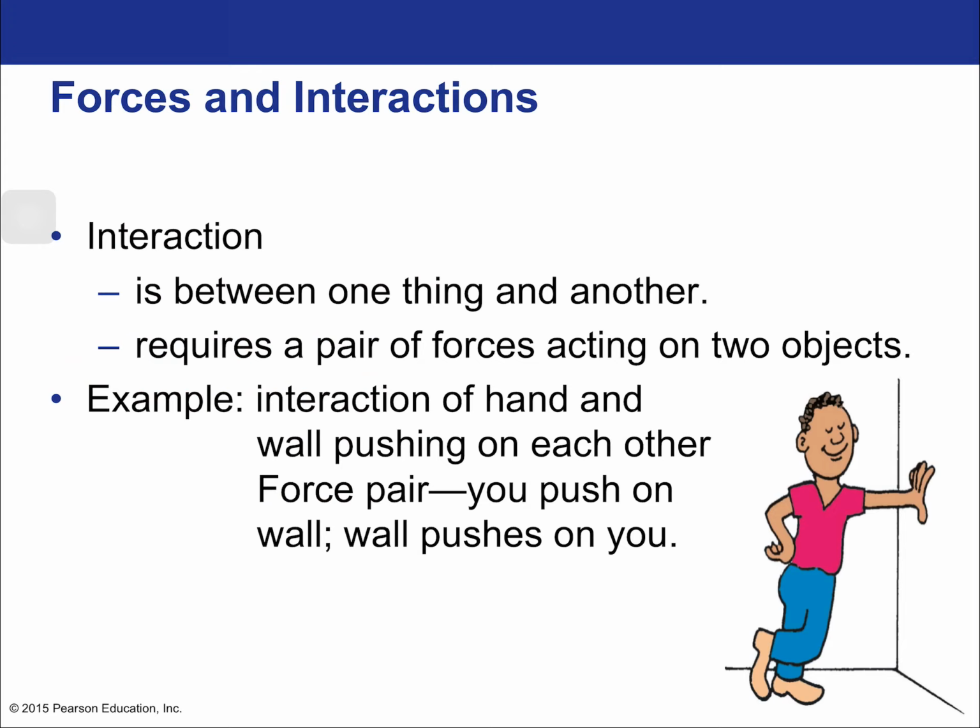All right? So you can't have both forces acting on one of the objects, because then the other object might as well not be there, and now you don't have a force and interaction. It's important to clarify that. So 2 forces, 2 objects, 1 force per object. All right, example: interaction of a hand and a wall, pushing on each other. It's a force pair. You push on the wall, the wall pushes on you.